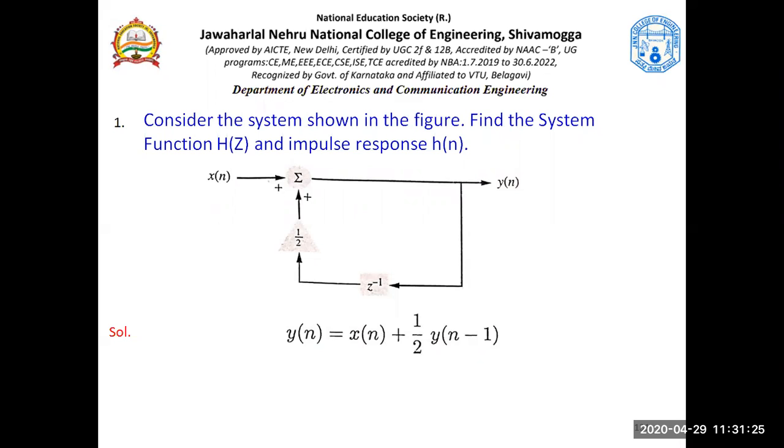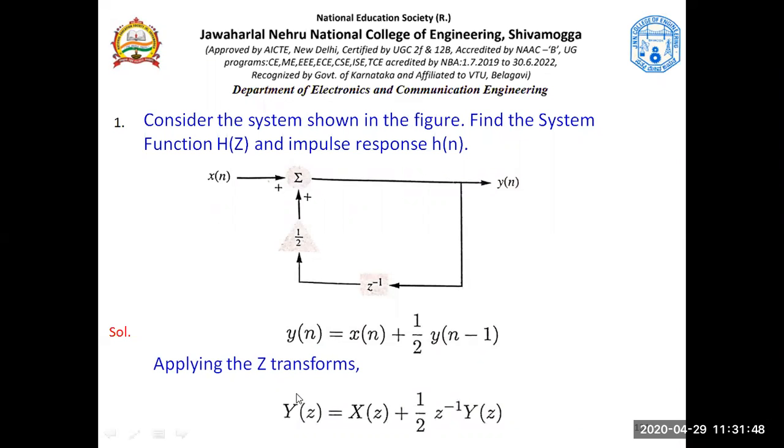Now, what is asked? We are asked to find out H of z. So if I want H of z, I want Y of z by X of z. How can I obtain Y of z by X of z? That I can obtain by applying the z transform on this. What happens if I apply the z transform? This y of n would become Y of z. X of n would become X of z.